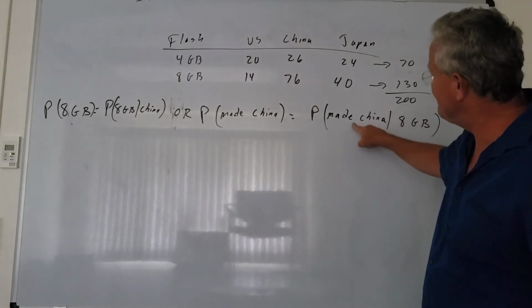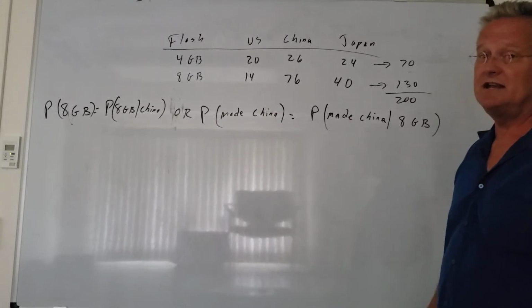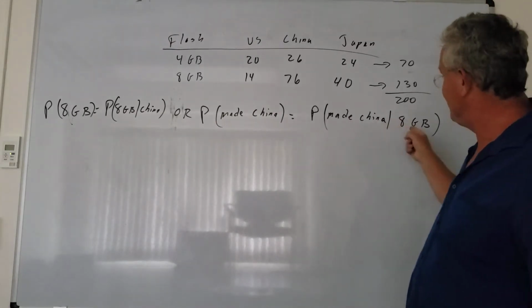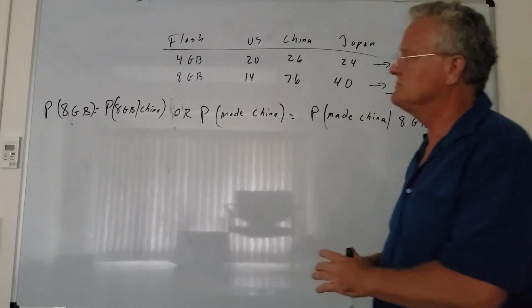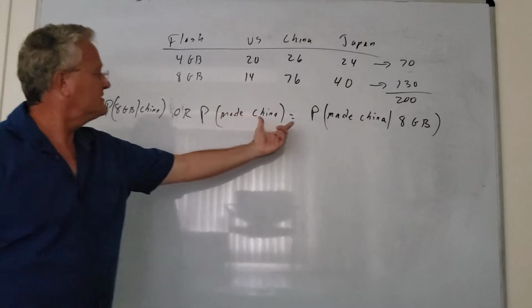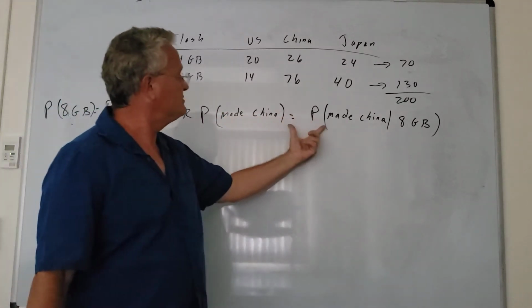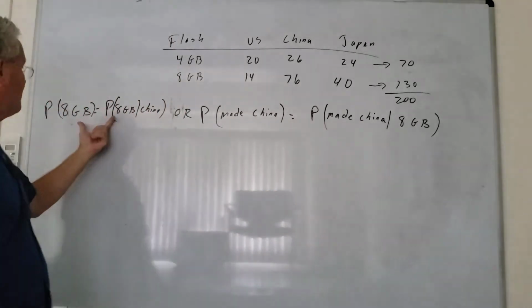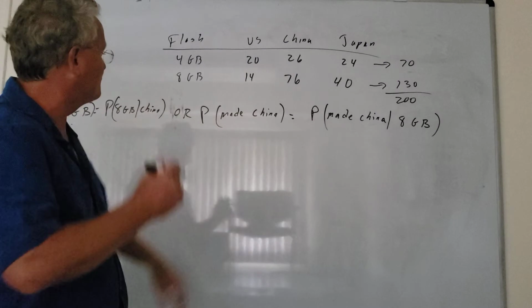If given that it's 8 gigabyte affects the probability it's made in China, if they are dependent, these will not equal each other. So that's the reason why. In the order you do it, it doesn't matter. If this equation is not true, this one won't be true. If this equation is equal, this one will be equal. So it doesn't matter. I'm going to choose this one.